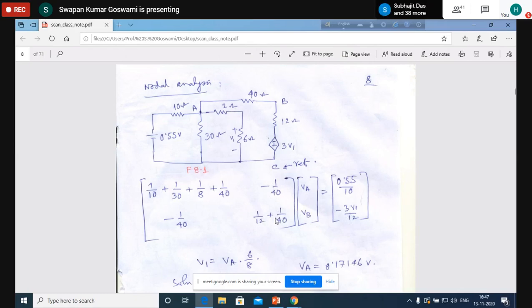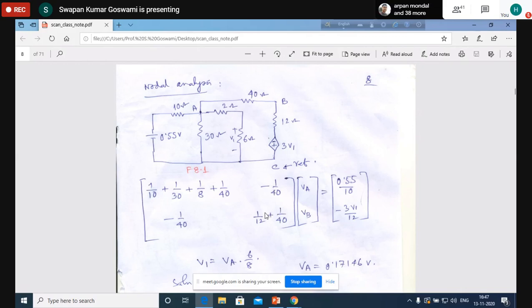We cannot solve this equation now. Why? Because the variable 3V1 by 12 is on the right hand side, which we have to move towards the left hand side. Right hand side has to be constant. So if you move 3V1 by 12 to the left hand side, what will be the equation?